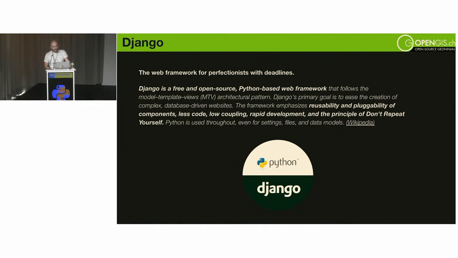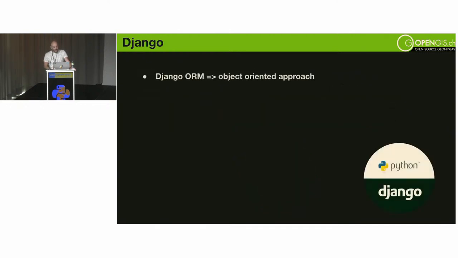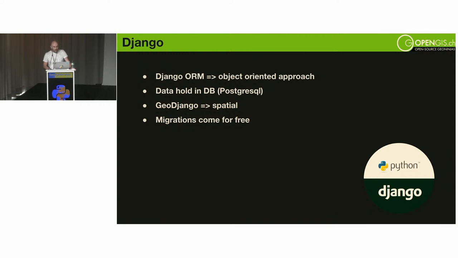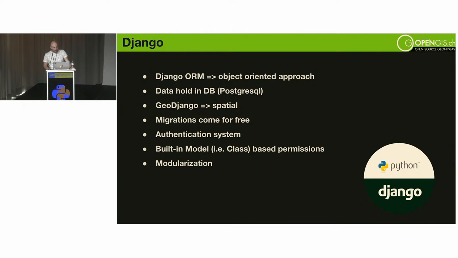So I don't think I have a huge need to introduce Django here, but what does it bring for us in this case? ORM, so object-oriented approach that we don't have with Postgres. The data is held in the database, PostgreSQL. We have GeoDjango, which brings the spatial management. We have migrations of the data model, which comes for free with Django. We have an authentication system. We have built-in model-based permission, so models are classes in Django, and modularization of the solution is quite easy.